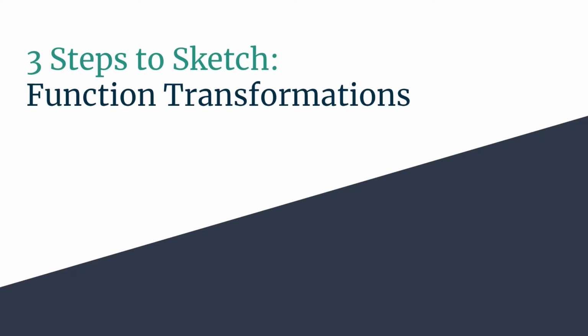This is 3 steps to sketch for function transformations. And in this video, we're going to look at a transformation of the absolute value function. So we want to graph y equals negative absolute value of x minus 2 plus 5. And we will use the on the graph method.